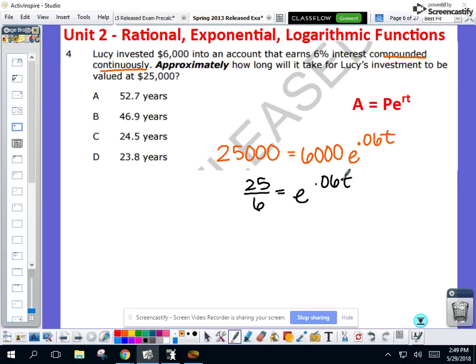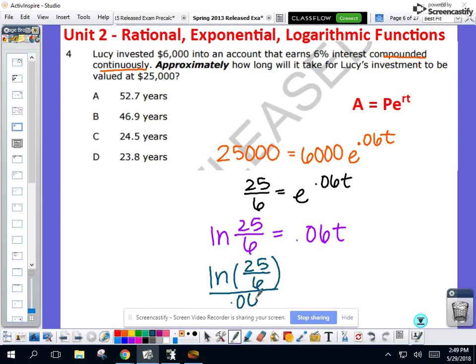Then we need to convert this to a log, but not just a log, a natural log, since the base here is e. The natural log of 25 over 6 is equal to 0.06 times t. The last thing we need to do is divide both sides by 0.06 and then enter this into the calculator. The natural log of 25 over 6 divided by 0.06 is equal to how much time it took Lucy to save this much money. After you enter this into the calculator, you should have got choice D, 23.8 years.